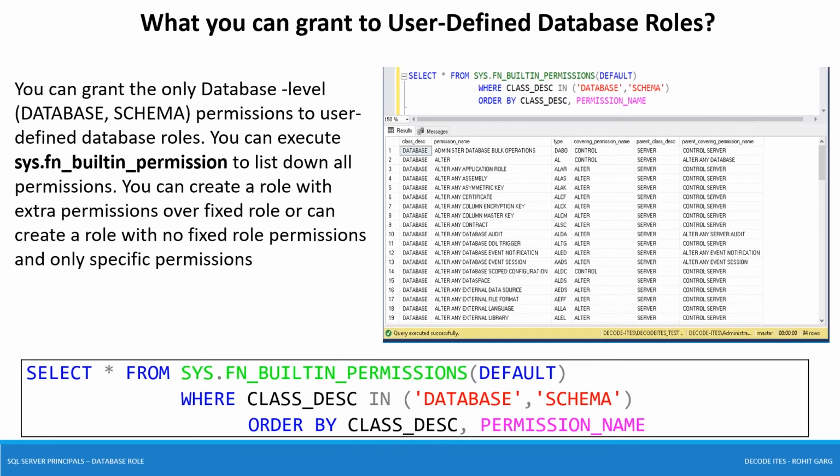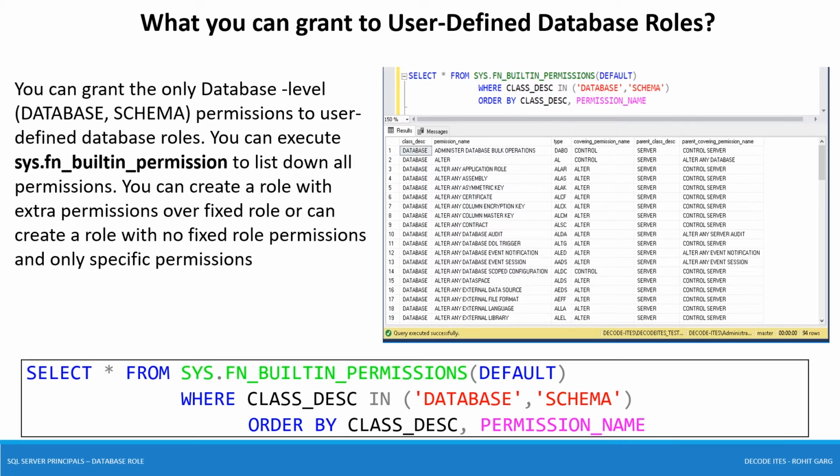What you can grant to user-defined database roles. Before moving to the next slide where we will see how we can create or alter database roles, you first need to understand what permissions you can assign to user-defined database roles. You can grant only database level permissions to user-defined database roles. You can execute the sys.fn_builtin_permissions system function to list all the permissions. You can create a role with extra permissions on top of a fixed role, or you can create a role with no fixed role permissions and only assign specific permissions to it.